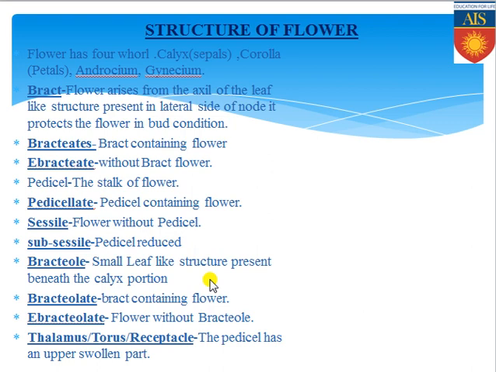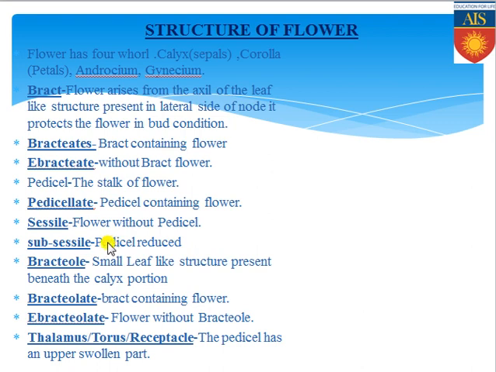Next, we all know that the stalk of the flower is commonly known as pedicel. Based on the presence or absence of this pedicel also, we have categorized the flower. First, if the pedicel is present, it is known as pedicellate. If the flower is present without pedicel, then it is called a sessile flower. So without pedicel, sessile flower, and if pedicel is present, pedicellate flower. Subsessile flower is a type of flower where the pedicel is reduced. That means the total length of the pedicel is not present here, maybe only partial or half the length of the pedicel is present.